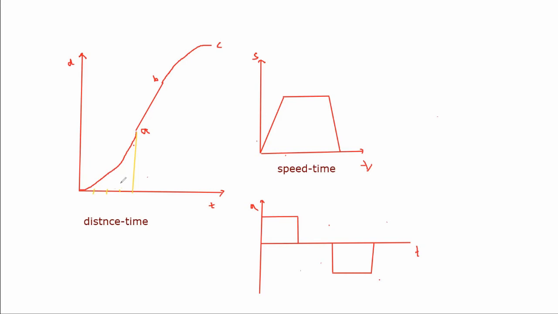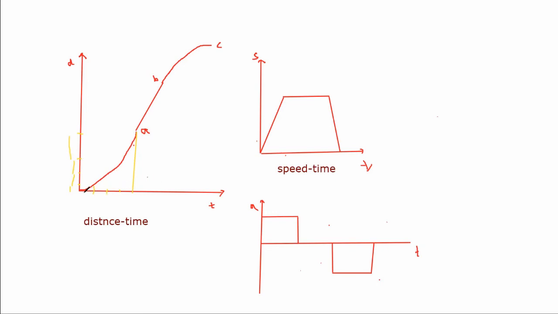Now I'm going to compare how much distance it covered in each part. The distance covered in this part is this. The distance covered in this part is this. The distance covered in this part is this. And the distance covered in the last part is this. As you can see, the distance covered in the first part is smallest. The distance covered in the second part is a little greater than in the first part. Then it gets bigger, and finally in the last part, the distance covered is the maximum.